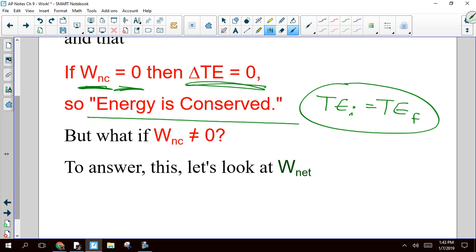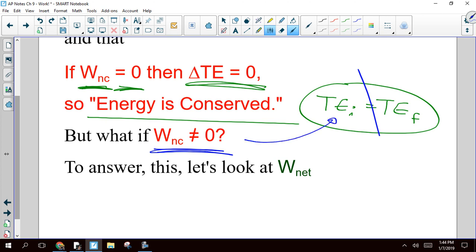So what we're going to focus on in this chapter is exactly that. What happens if this is not true? It turns out that that's the case if the work done by non-conservative forces does not equal zero. In English, what if our non-conservative forces do work? I've already kind of given away the answer here: our total energy is going to change.